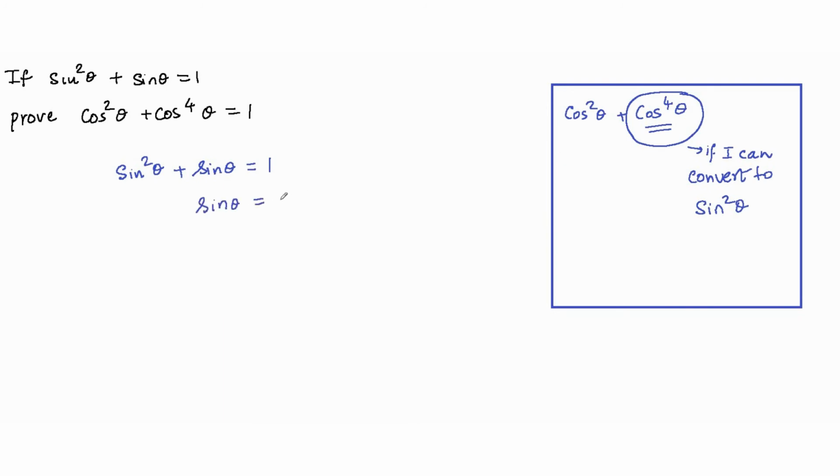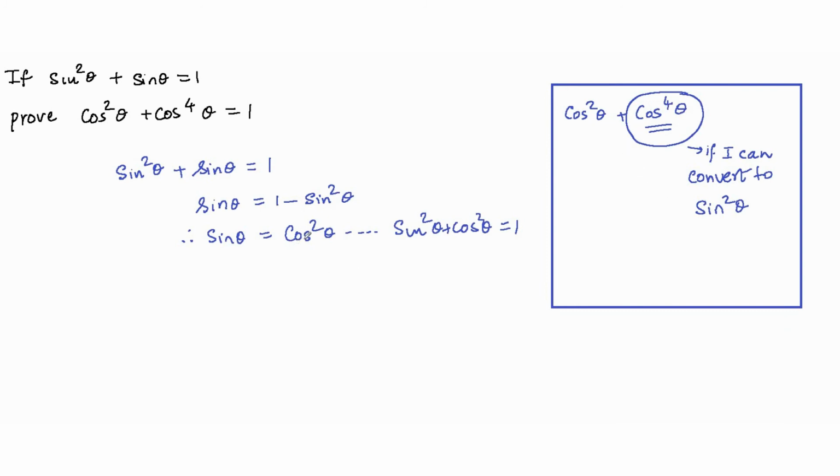So what I'm going to do is shift the sine square theta to the other side. That means sine theta is 1 minus sine square theta. And therefore, I get sine theta is equal to cos square theta, because I know that sine square theta plus cos square theta is 1, which is why 1 minus sine square theta is cos square theta. And now if I square both sides, let's see what happens.